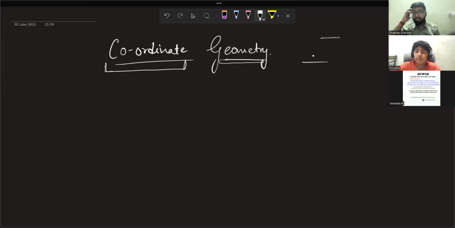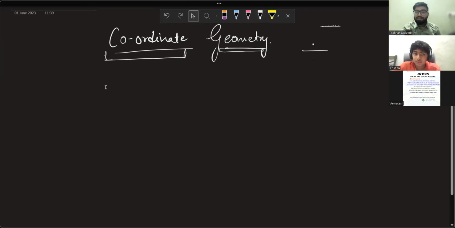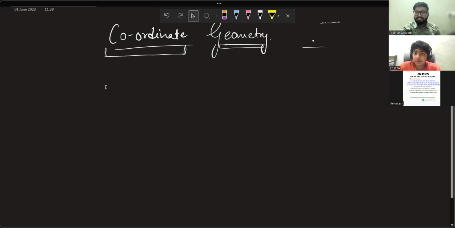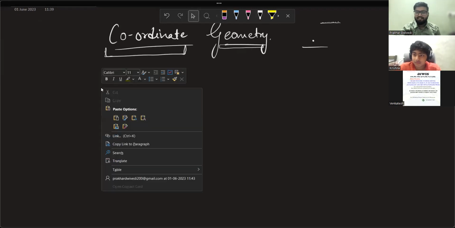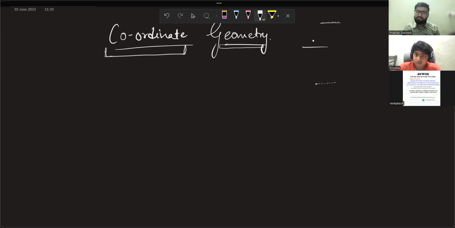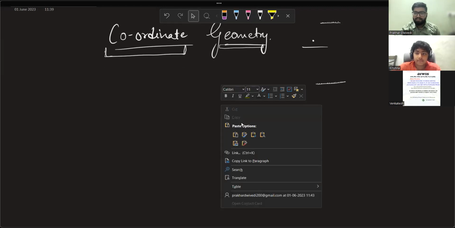Correct? Can you please repeat that? The group of points thing, can you just repeat real quick? See, the group of infinite points in a straight pattern forms a straight line. Basically, a line is the collection of points. That's all.